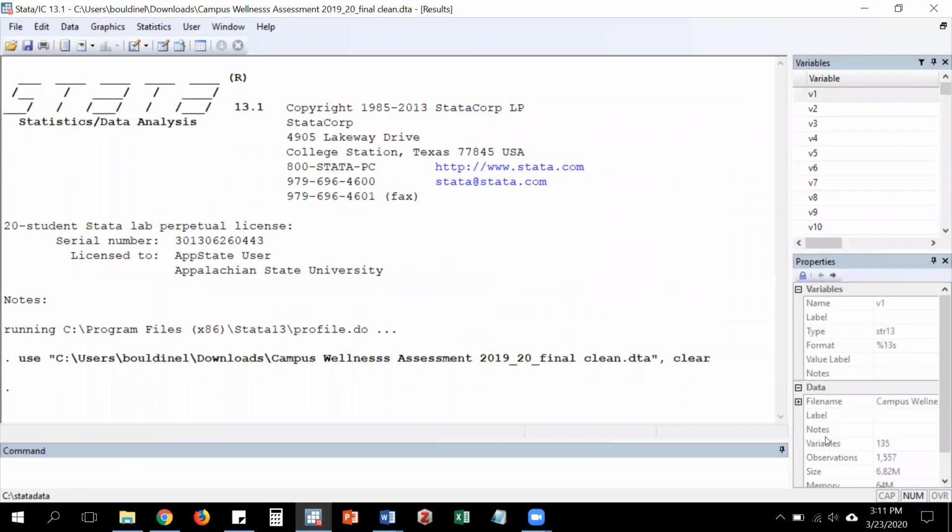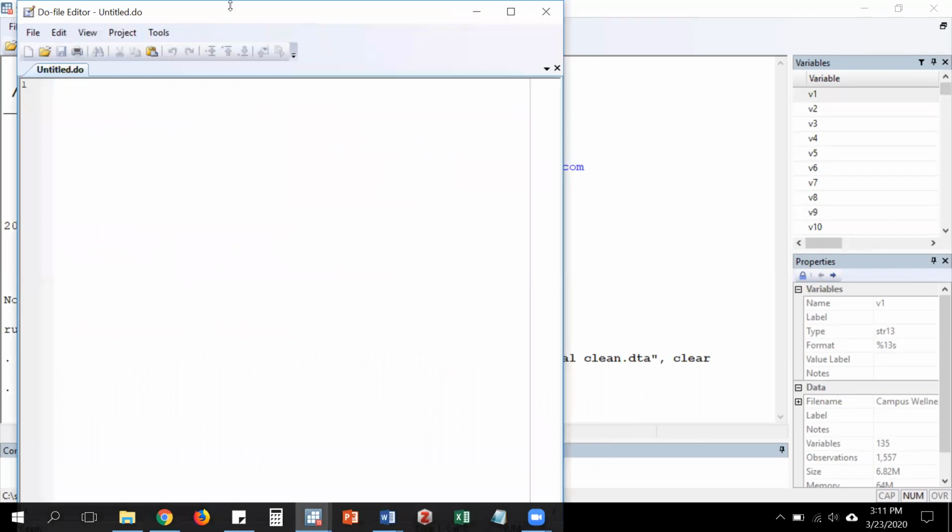All right. And as usual, we can confirm that it opened because now we see variables listed over here at the top right-hand side of the page. And then I'm going to open a new do file editor. So remember, that's the little pencil and paper looking icon up here at the top.